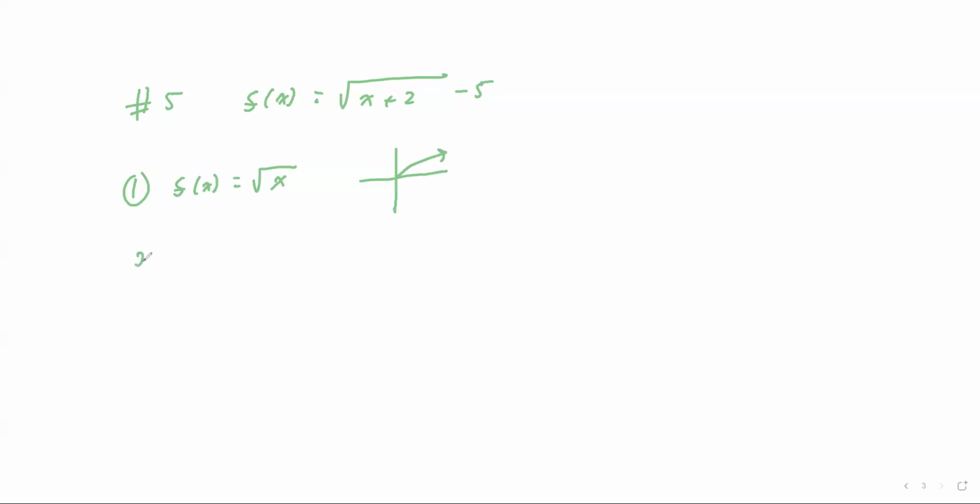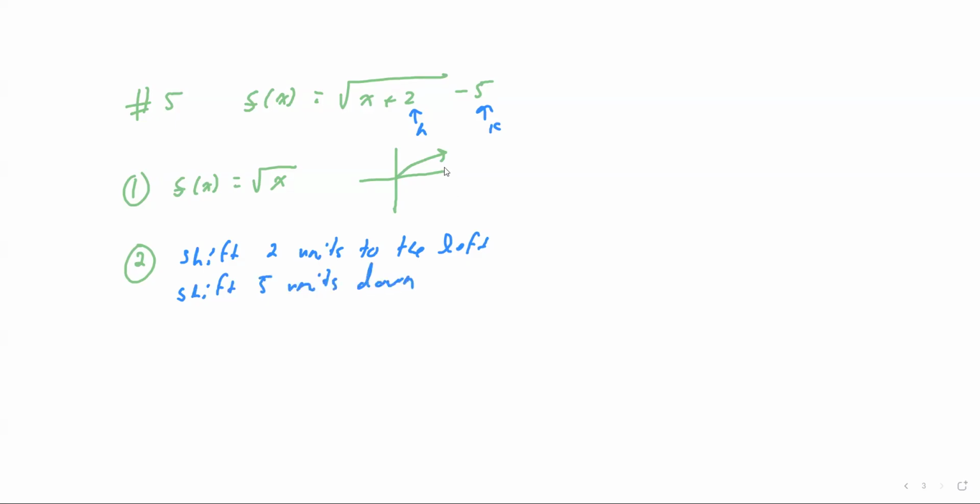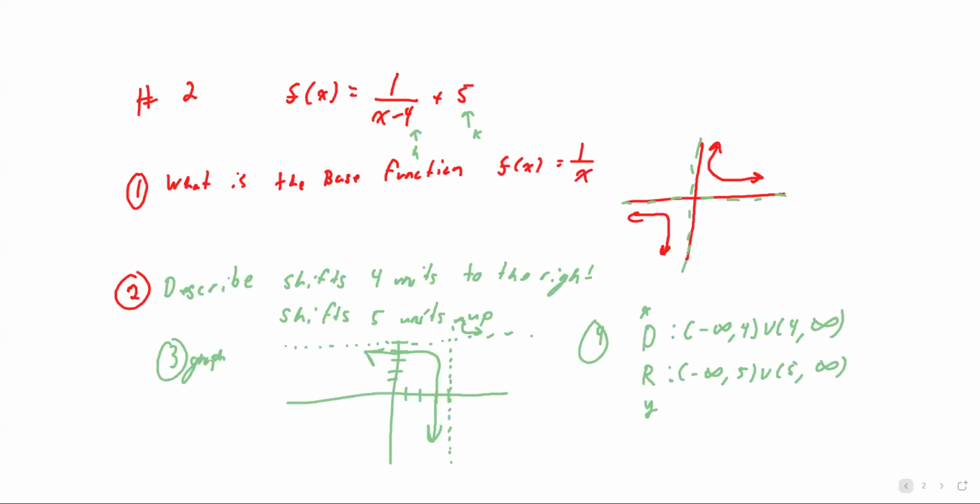Then 2, you'll describe the transformation. So this is my h, this is my k. So that means I shift 2 units to the left. Again, it's going to do the opposite of what you think. And it shifts 5 units down. The k does what you think. I almost forgot all the questions. Third one, now graph it.